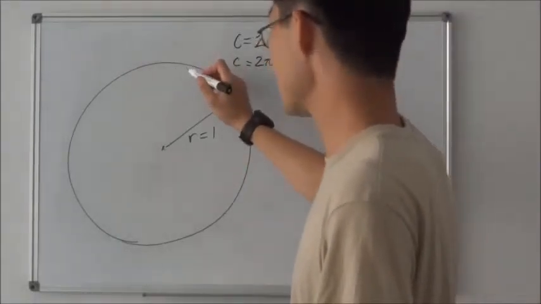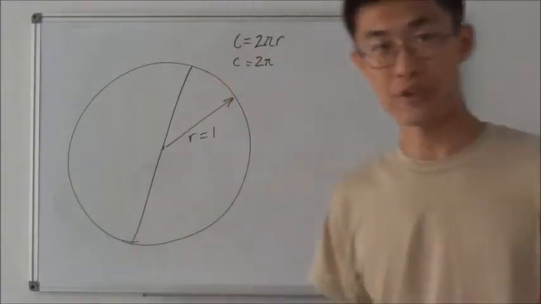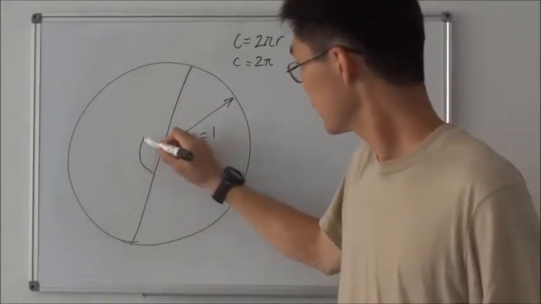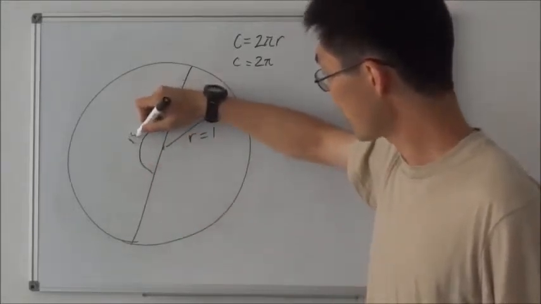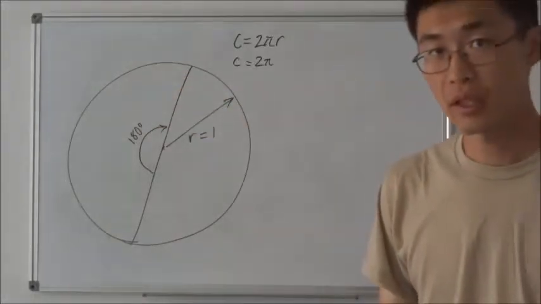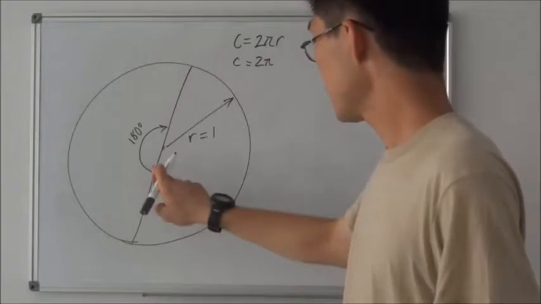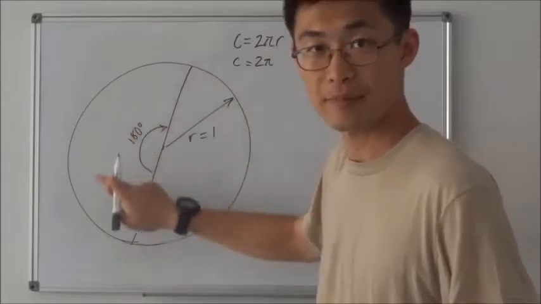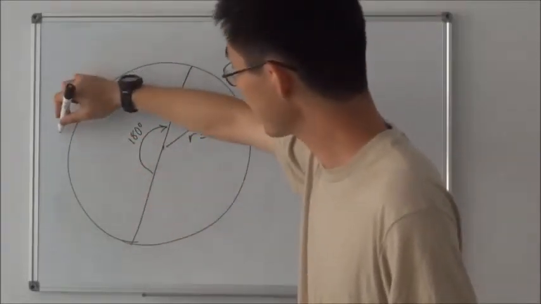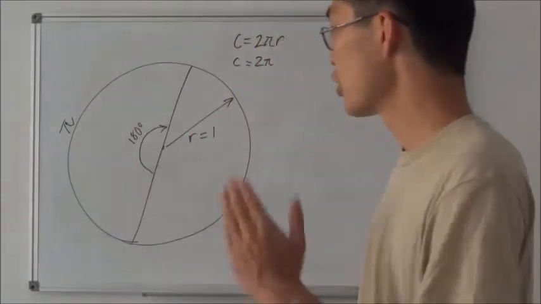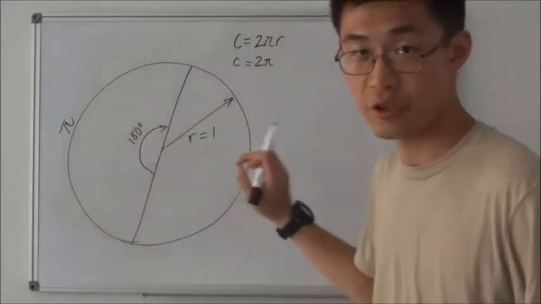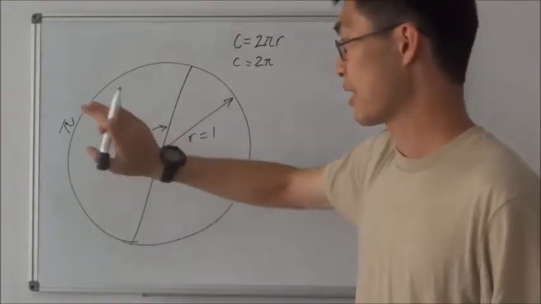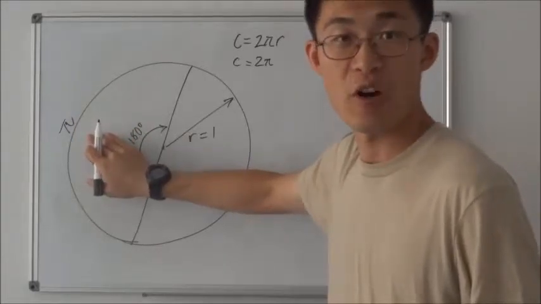Now, let's half the circle. Obviously, a circle has an angle of 360 degrees, and half a circle has an angle of 180 degrees. Now, note that this angle is subtended by the half arc. This arc composing half a circle would have the length of pi. So we can say that in a unit circle, a circle where r equals 1, 180 degrees is subtended by an arc length of pi.